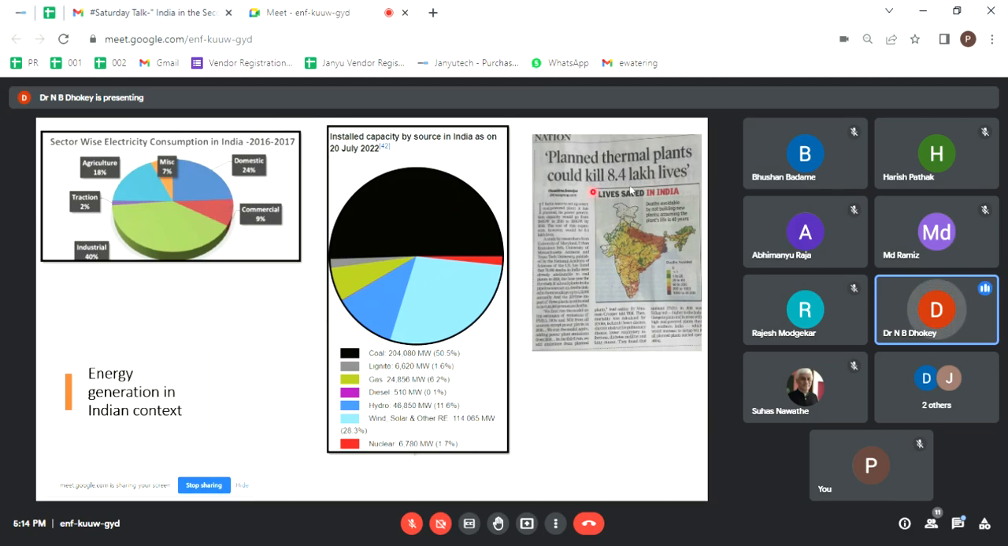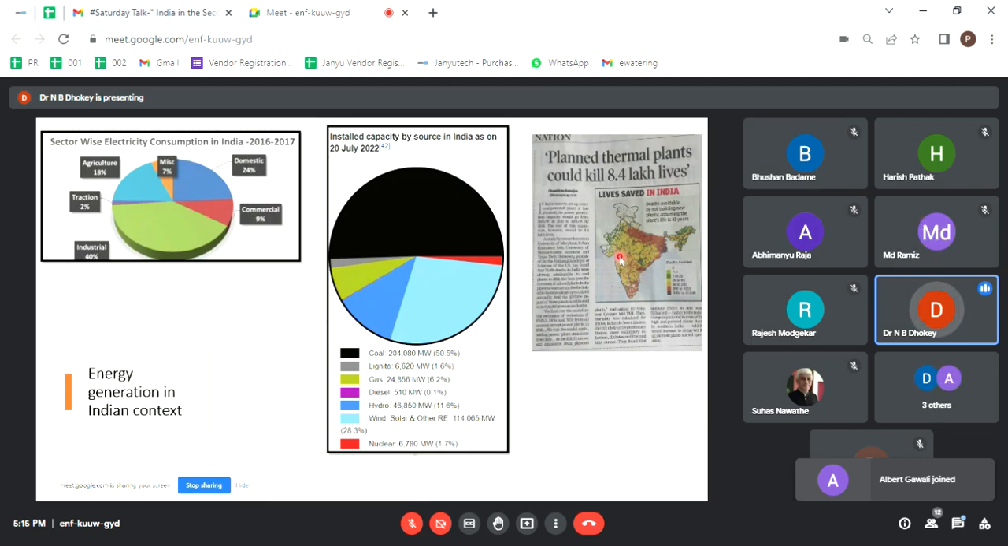And why are we so concerned about that? Recently it was published in the newspaper how the carbon emissions and pollution caused by thermal power plants affect ecology and human health. It was a good survey, and it came in the Times news. That is why I have listed it here.